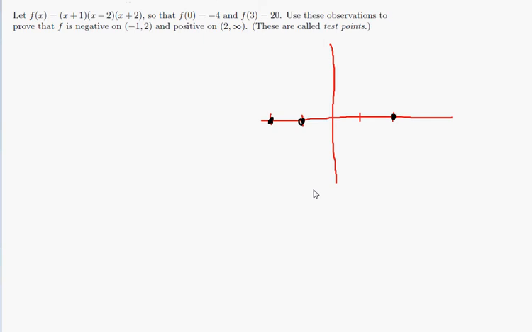And so what the test points do is establish where the polynomial is negative. So f of 0 is negative 4. That basically means the function must be negative between this root and this root. And so the graph has to go something like this. I put a bend in there that I didn't mean to, so let me make it a little bit better. Something like this.